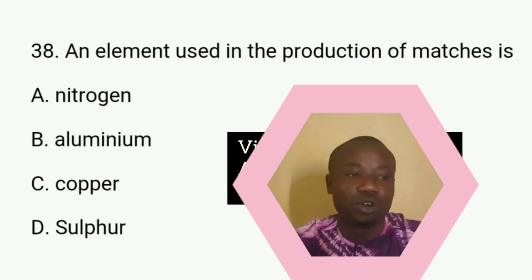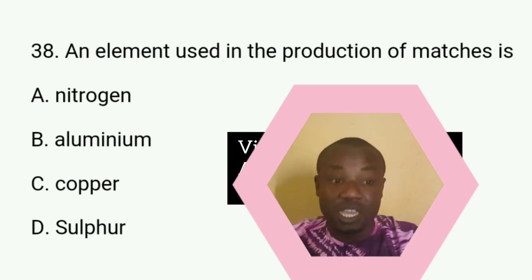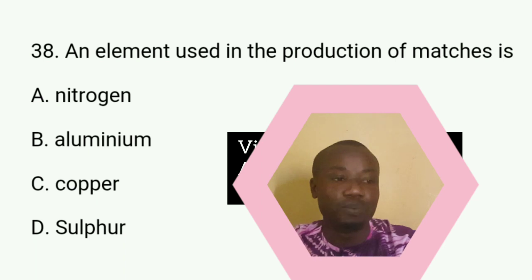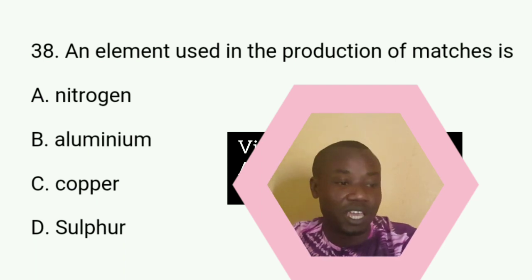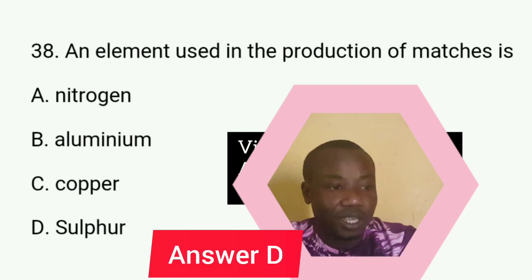Now let's look at question 38. An element used in the production of matches is A, nitrogen, B, aluminium, C, copper, D, sulfur. So the right answer there is D, without wasting time. We use sulfur in producing matches.